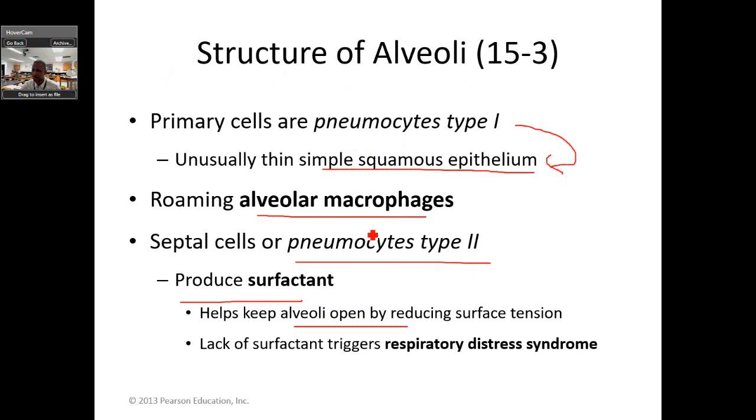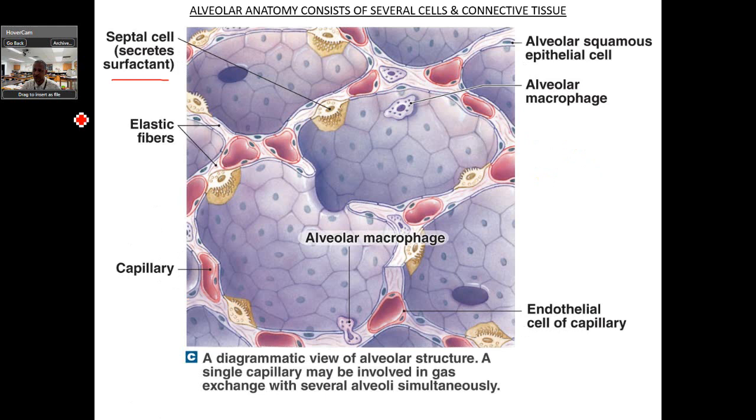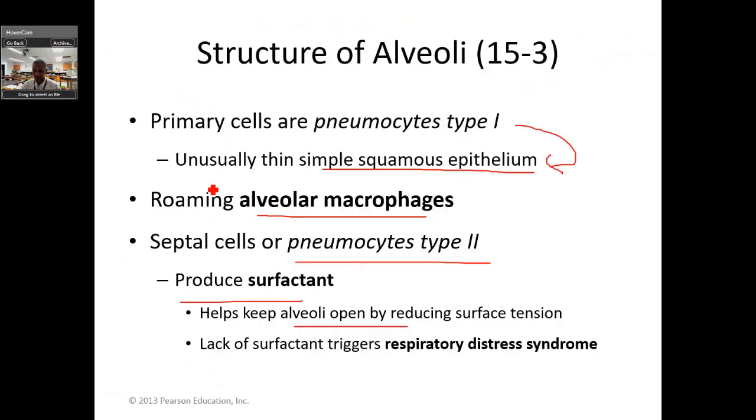Now it's not labeled on here, but let's look. So you've got, this is type 1. This is type 2 over here. Now there's some elastic fibers, and this is this macrophage, as you see over here. This is an immune cell.